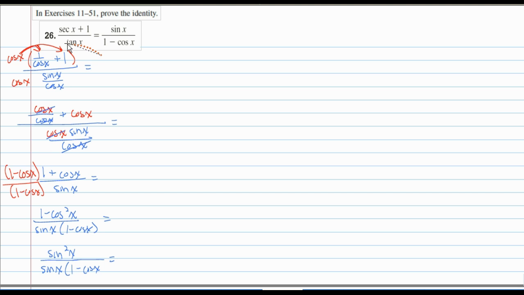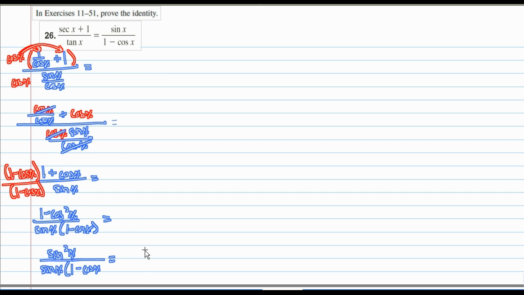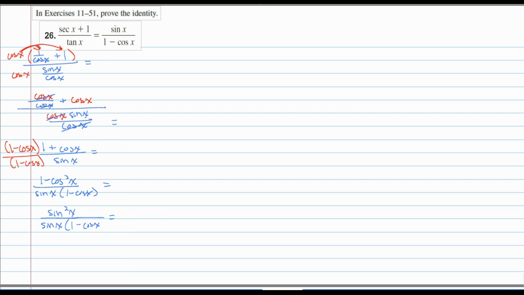And then my final step, after I shrink this down a little bit, will be just to cancel out that sine of x in the numerator with the 1 in the denominator. So I still have a sine of x remaining in the numerator, but now my denominator is only going to have 1 minus cosine of x, which is exactly what my goal was.